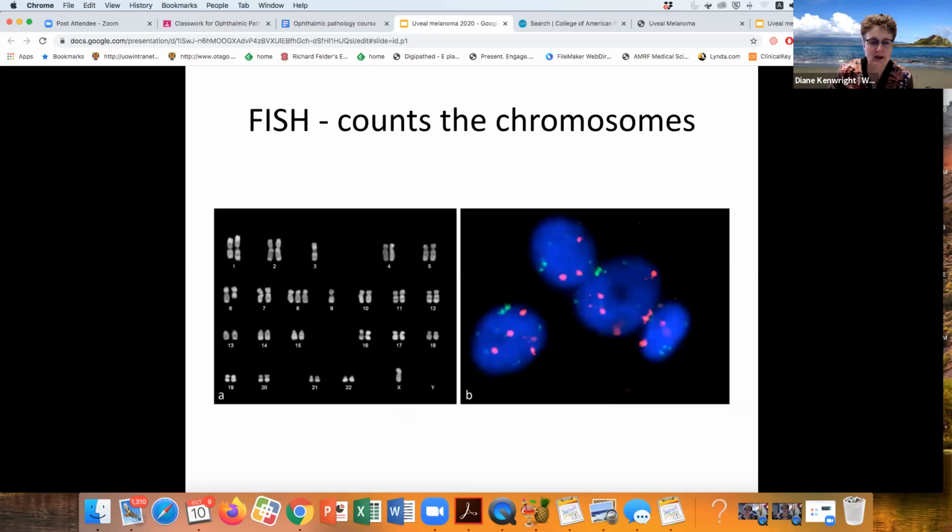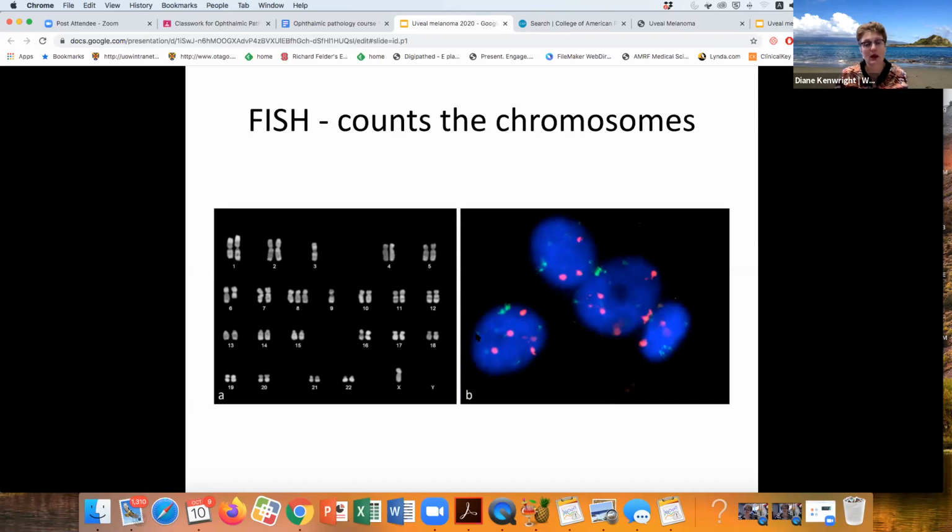The technology that we use to do the chromosome counting is FISH. FISH stands for fluorescent in situ hybridization. Some people find FISH a bit mysterious, but what we do is we use fluorescent markers and a microscope that has a fluorescent light source. We label the chromosomes near the centromere with these different colored dots, and then we count the dots.